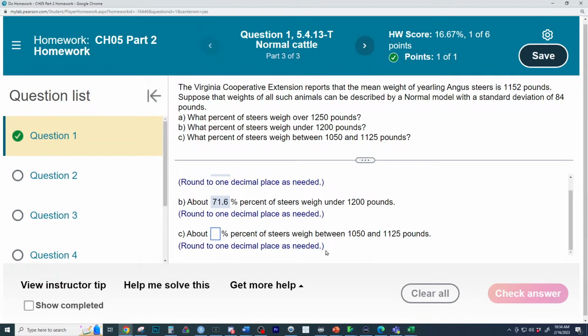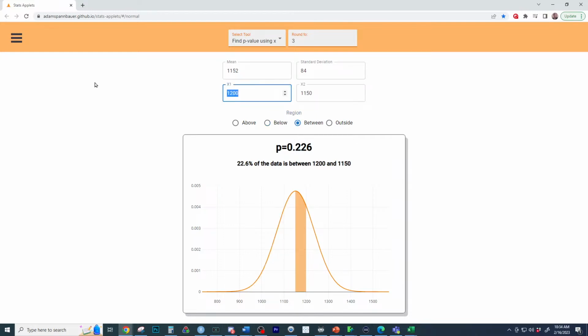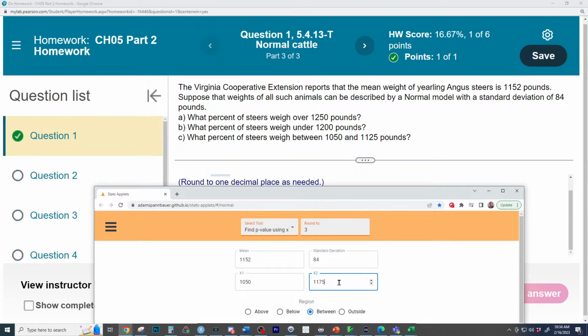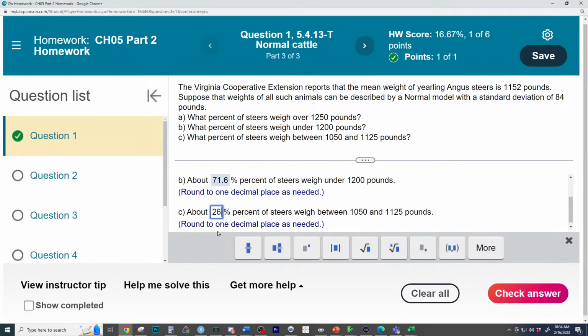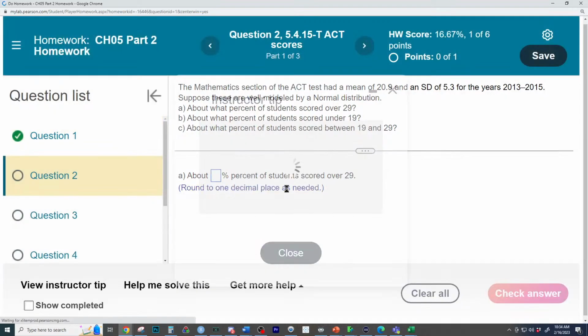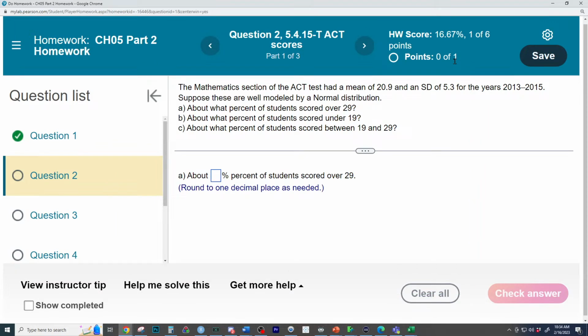The next one asks between 1050 and 1125. Go to between 1050 and, what was it, 1175? Oops, I have a second one. 1125. 26.2. As long as you enter the numbers correctly. 26.2. Does it have any give? It does. So that's a really good question right there, going over it. So does that make sense?